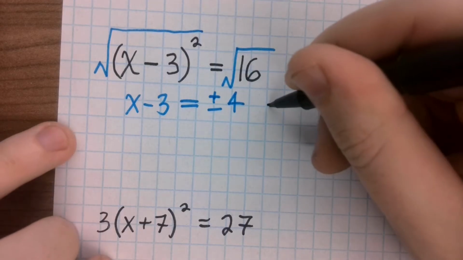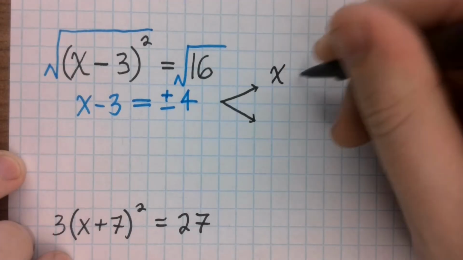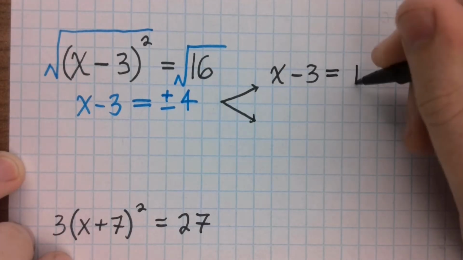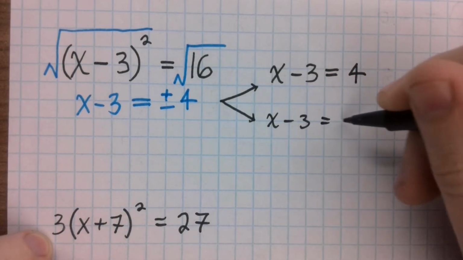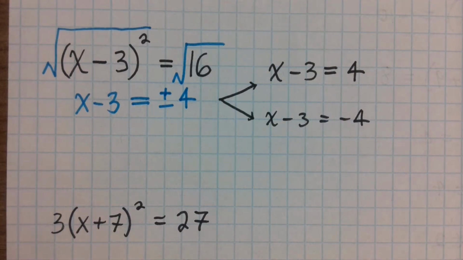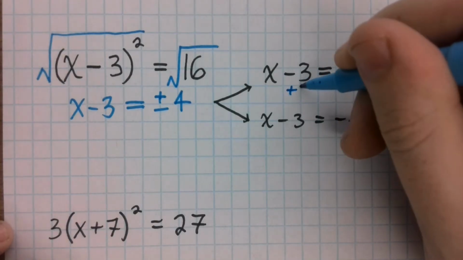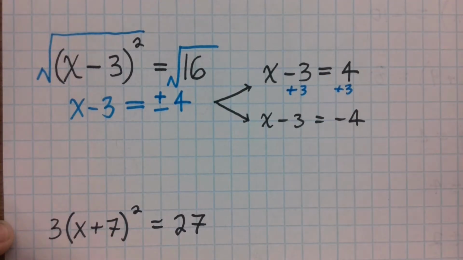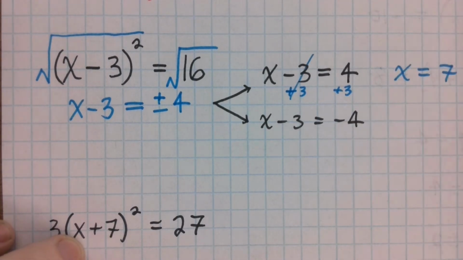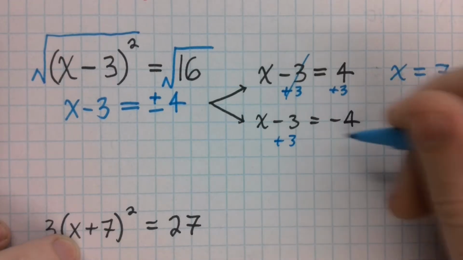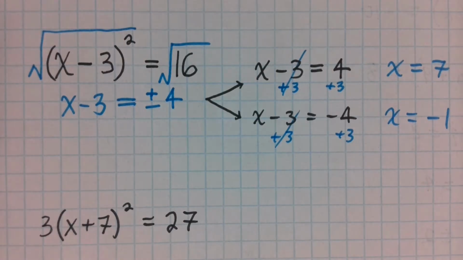Because it could be plus or minus 4, we want to have two possibilities, right? In our first possibility, we'll explore what happens when x minus 3 equals positive 4. In the second, we'll explore what happens when x minus 3 equals negative 4. In both cases, if we want to get x by itself, we've got to get rid of this minus 3. To get rid of minus 3, we add 3. So if we add 3 to both sides, we end up with x equals 7 here. And if we add 3 to both sides on this problem, we end up with x equals negative 1. So far, so good.